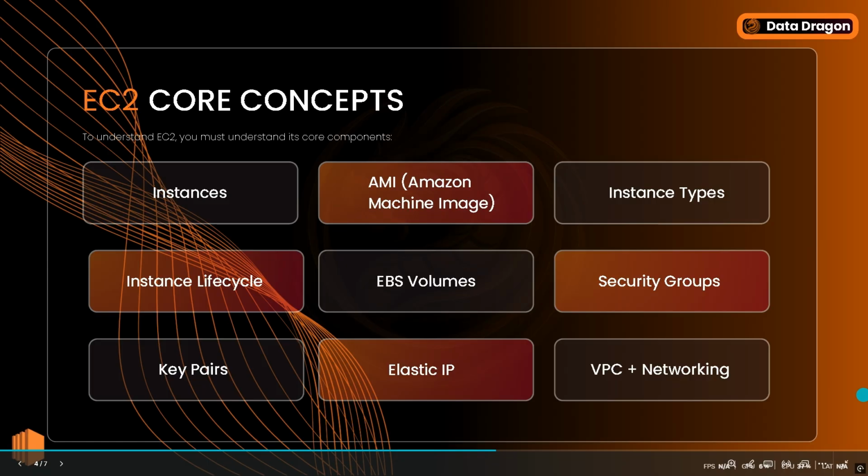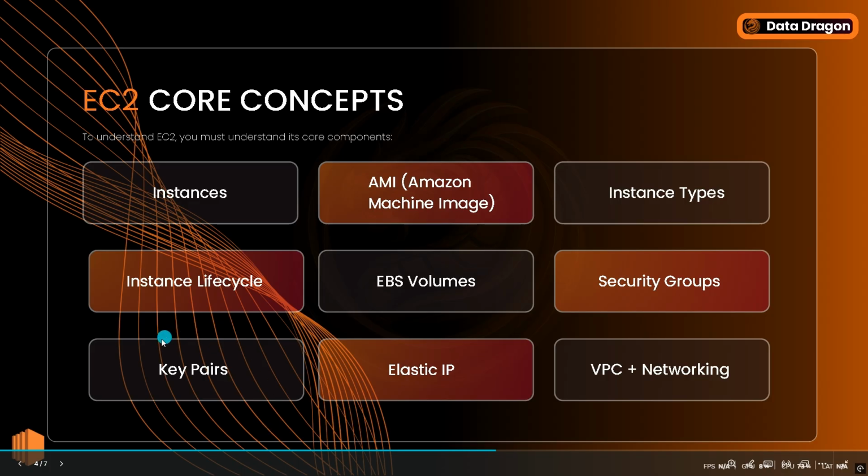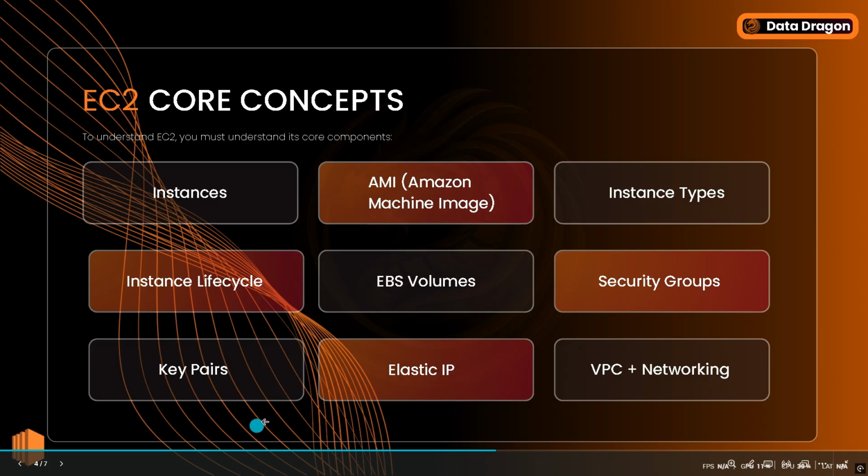So now we have security groups. This is the actual firewall. They control what traffic can reach the instance, like SSH or HTTPS or database ports, etc. And key pairs are used to securely SSH into our EC2 machine. If we lose a key, we will completely lose the access. And elastic IP is a static public IP we attach to our instances so that the address never changes.